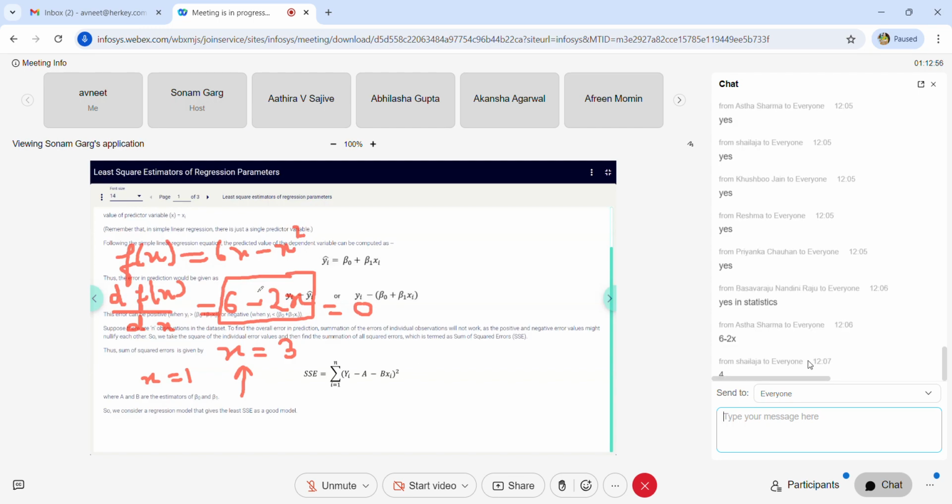2, 6 minus, correct. If x is 1, my f(x) becomes 4. Now I'll take one bigger value. If x is 5, now what is 6 minus 2x? 6 minus 2 times 5, minus 4, correct. Now it is coming minus 4. And I know x is equal to 3 is my critical point.